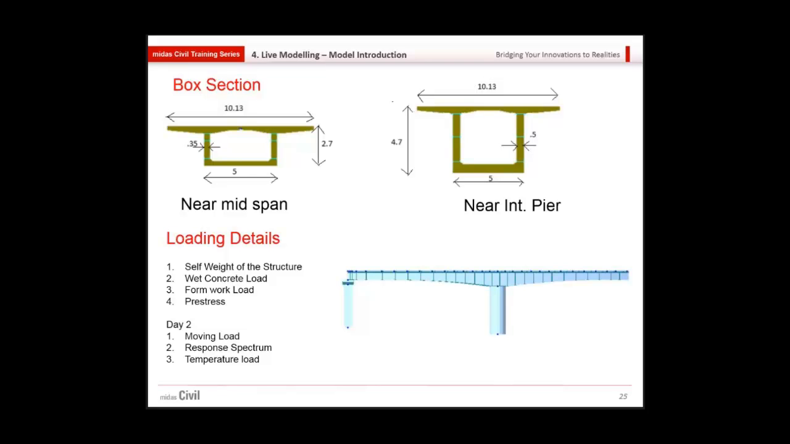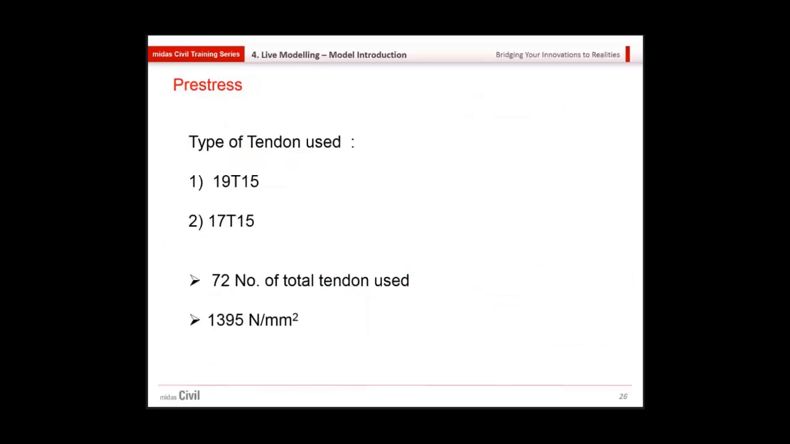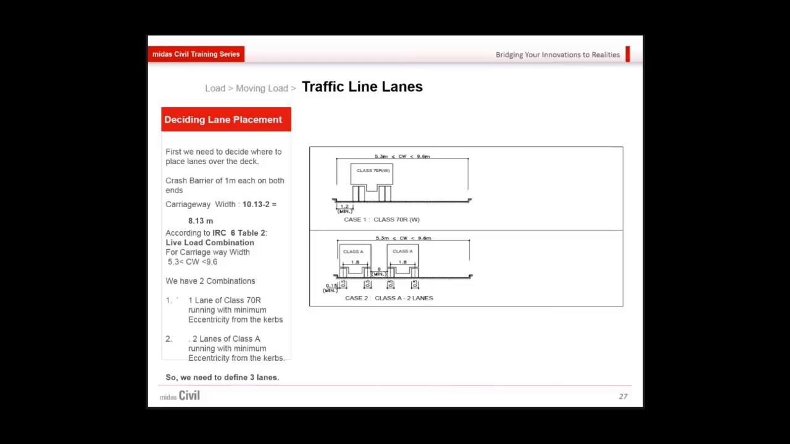The type of tendon used for this project is the 19T15 and the 17T15 type of tendon, which is 19 strands of 15 mm dia and 17 strands of 15 mm dia. A total of 72 tendons are used, having the pre-stressing of 1395 Newton per mm square. The bridge is 10.13 meter wide. As per the carriageway width of 8.13 meter, after reducing the crash barrier, we will design it as a 2-lane bridge. So let's move to the model.